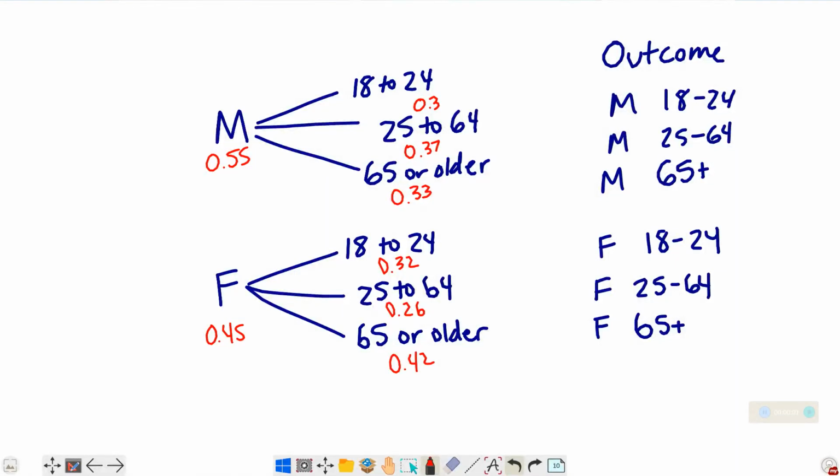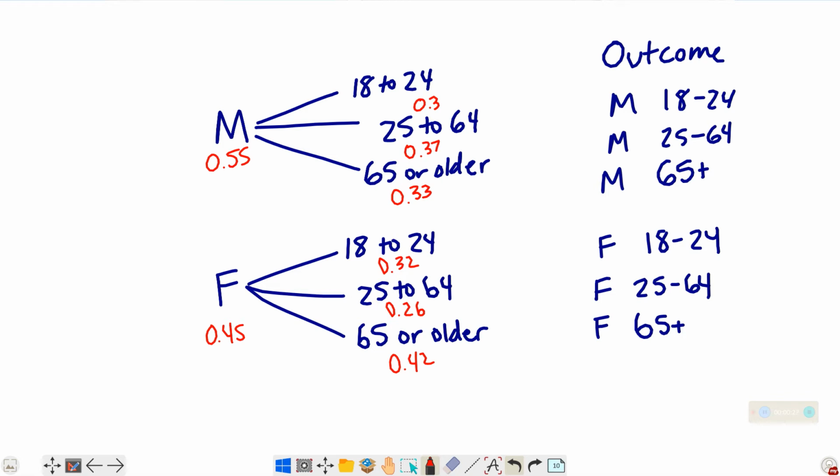A survey company is interested in conducting a statewide poll prior to an upcoming election. They are only interested in talking to registered voters. Imagine that 55% of the registered voters in the state are male and 45% are female. Then it also has the breakdown of percentages for each age level. Then they have the tree diagram already created for you with the outcomes listed.